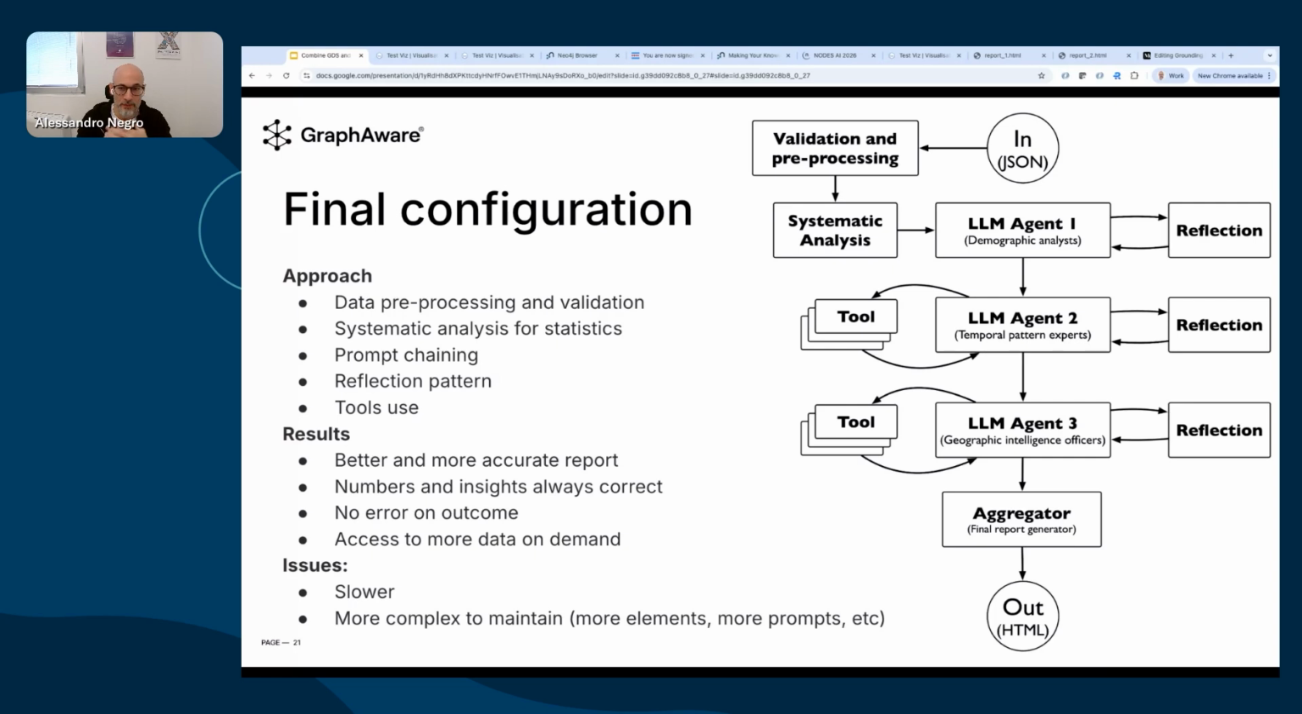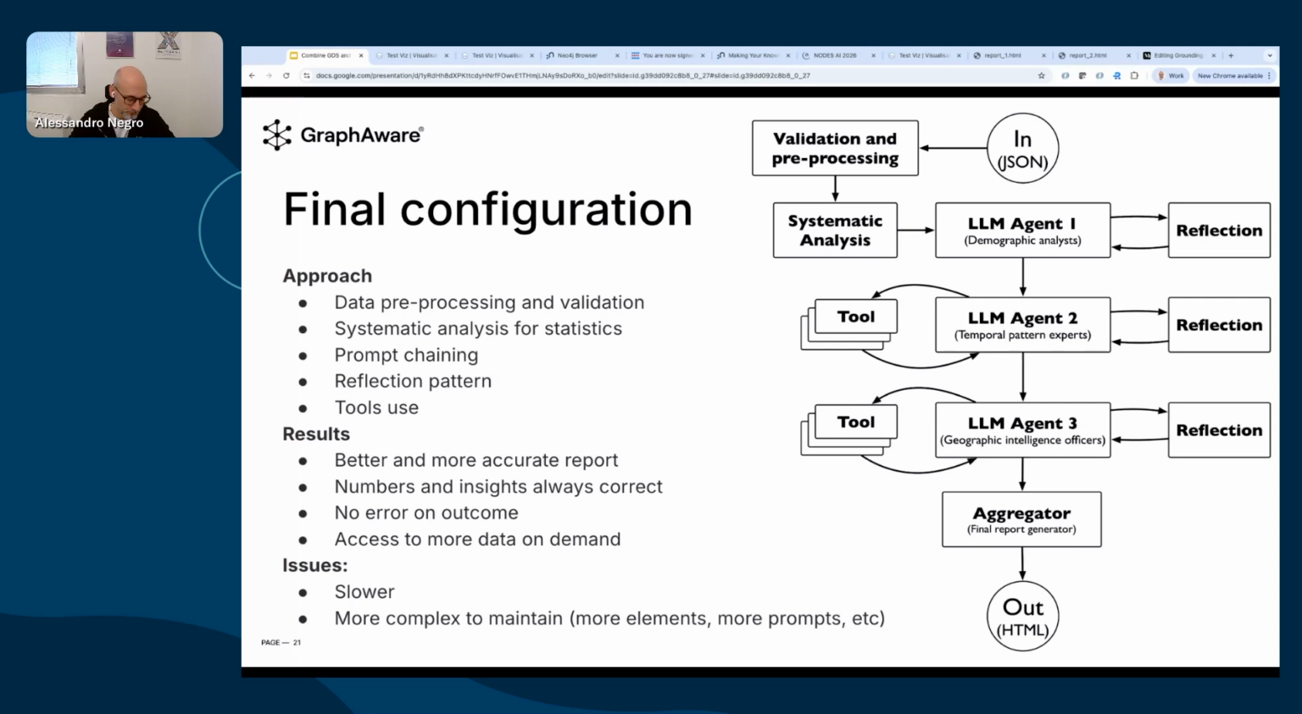Then we introduced another step, that is the systematic analysis that computes, by using Python, a lot of statistics, including, of course, the average of the age or the distribution per year, together with a lot of percentages regarding the male versus female composition of the group, and some basic information about the top key players in the group. And again, this simplified a lot the work that the LLM had to do. This not only made better results, but also improved the speed of the entire process.